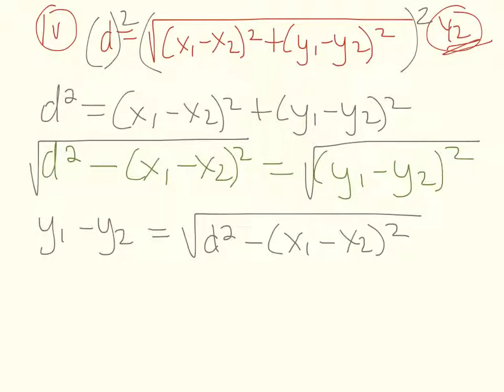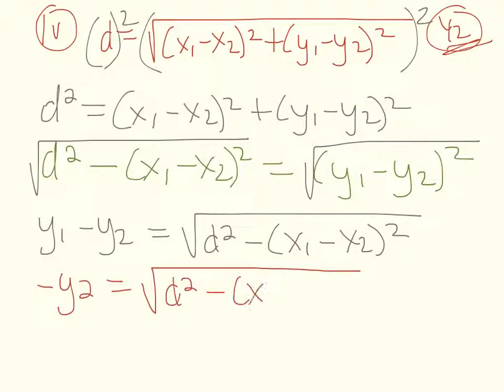all squared. And so from here now, because we're solving for y2, I'm going to move over my y1 term. So keep in mind that that negative sign is attached to our y2. So we have negative y2 is equal to the square root of d squared minus (x1 minus x2) squared minus y1.